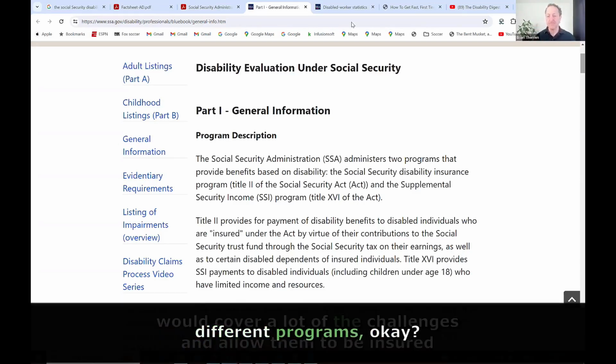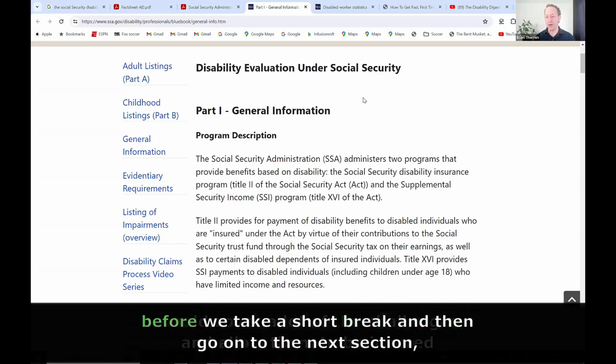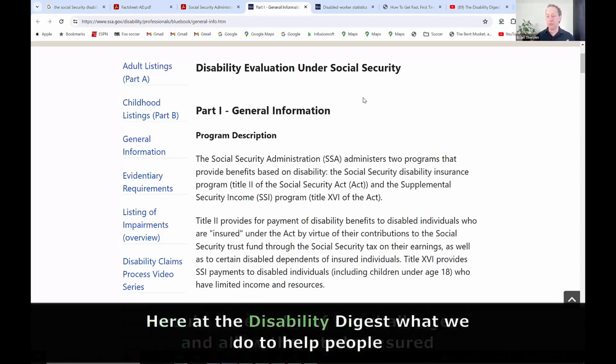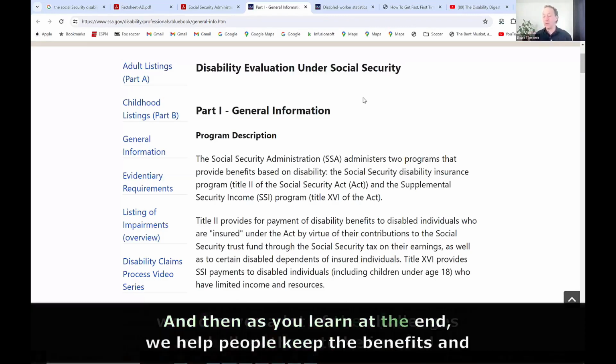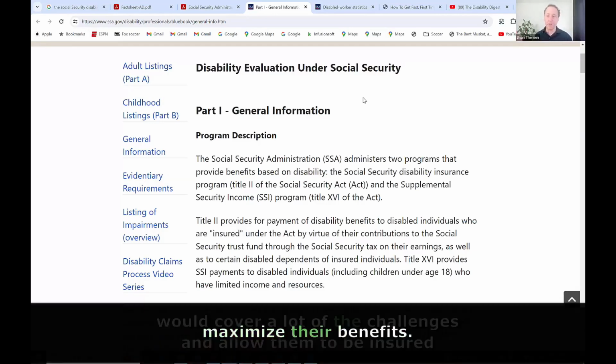Okay. I'm going to cover one other item generally before we take a short break and then go on to the next section, which is this. Here at the Disability Digest, what we do is help people go through the disability approval process, and then, as you'll learn at the end, we help people keep their benefits and maximize their benefits.